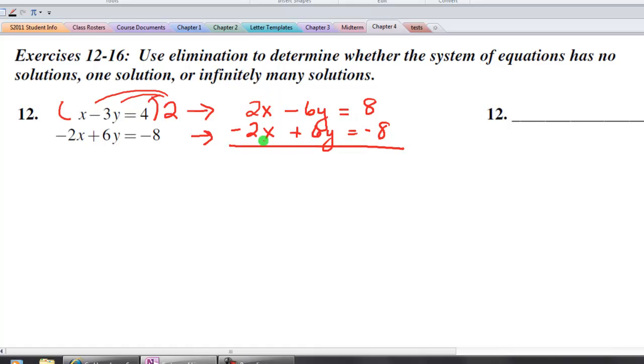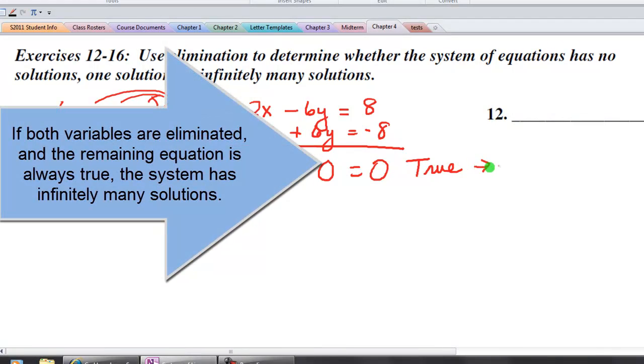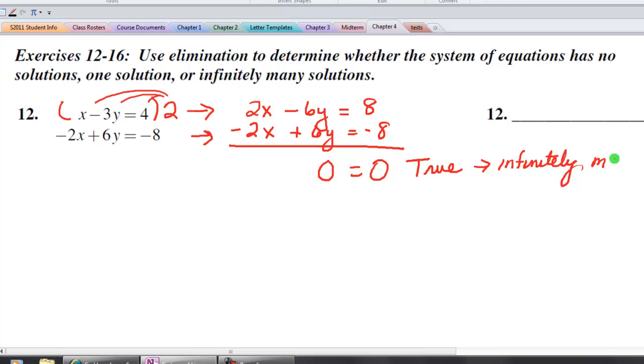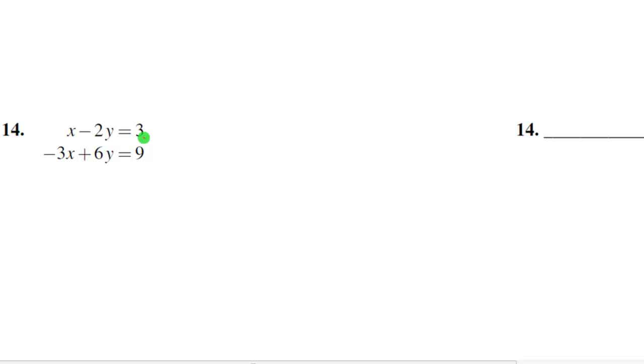And now look what happens here. The x's and the y's both cancel to 0. And I get 0 equals 0, which is a true statement. So this tells me that my system has an infinite number of solutions, because what I have here are two lines that are really basically the same line. So all of the ordered pairs on the lines satisfy both equations. So we have an infinite number of solutions.